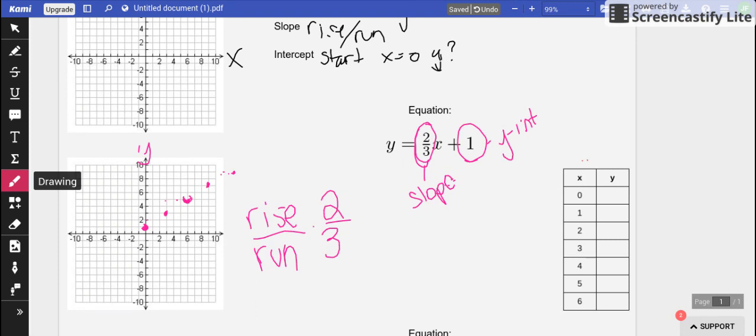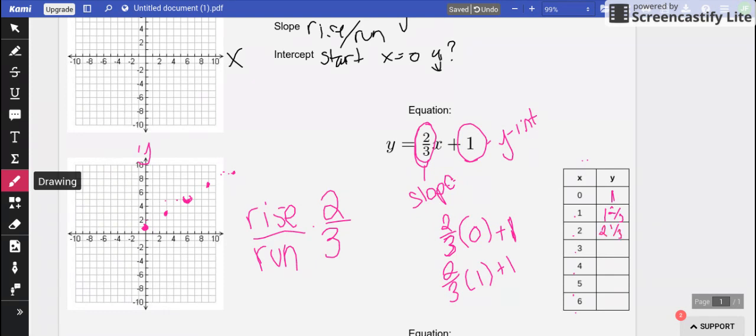So I can test that again over here on my table. If I have my equation 2/3 x plus 1 and I replace the x with any of these values in my table, so if I replace it with 0, plus 1, I calculate this, I get an answer of 1. If I do that again, 2/3 times 1, plus 1, I end up getting 1 and 2/3. And I can continue to fill in this table. The next one would be 2 and 1/3.